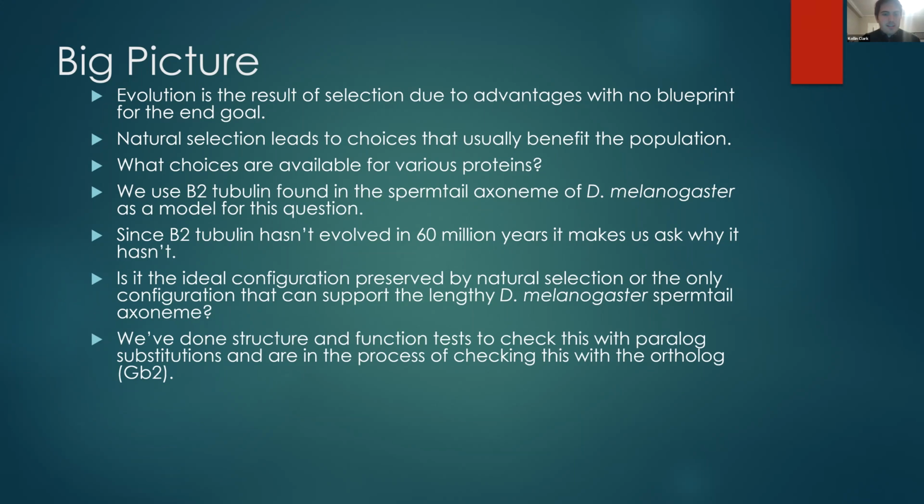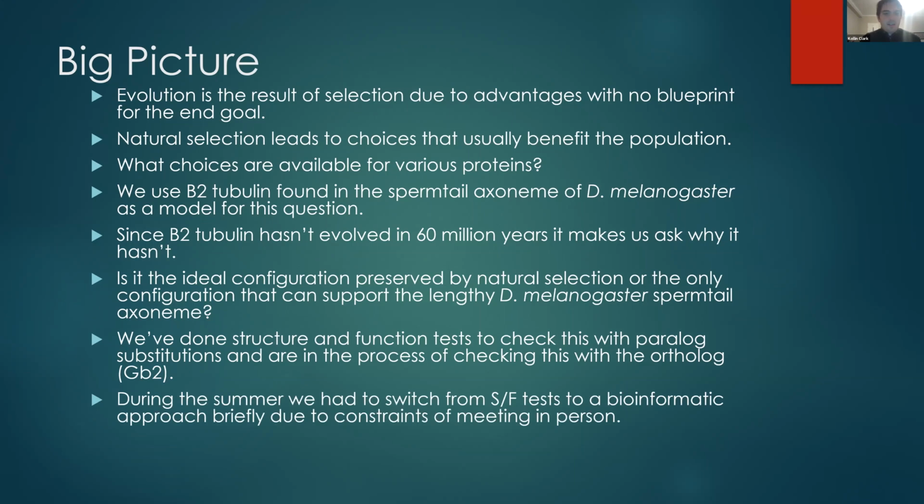Before taking on this bioinformatic approach of comparing sequences, we've done structure and function tests to check this with the paralog substitution of Drosophila beta-1. And we're currently in the process of checking this with the ortholog Glossina beta-2 that also produces sperm. Those structure and function tests are just looking to see under the microscope if, when substituted in our model, they produce a motile spermtail. During this last summer, due to constraints of meeting in person, we had to switch from these structure and function tests to a bioinformatic approach.